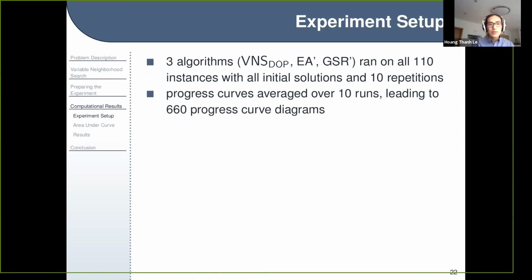Some people might know this from the traveling salesperson problem. That is a curve that goes down over time, which shows how the best solution found so far becomes shorter over time. Here for the orienteering problem, it is better if the solution has a high value. So high values are desirable here for the progress curves. The progress curves here were averaged over these 10 runs, and we had a total of 660 progress curve diagrams. One example can be seen here.